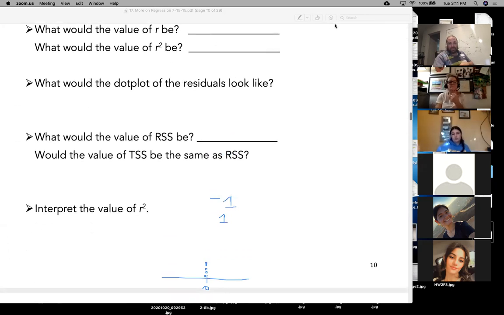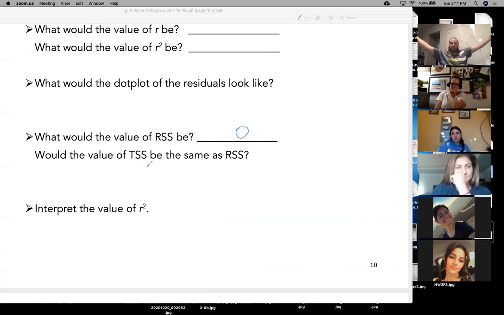And the value of the RSS in that case, because there's no residuals, will be 0 because there's none left. And what would the TSS be? Would TSS be the same? No. TSS is the total sum of squares. The grades are all over the place. Even if they were all perfectly on the line, the TSS would not be 0 because all my Y values are different. But the sum of the squared residuals will be 0.